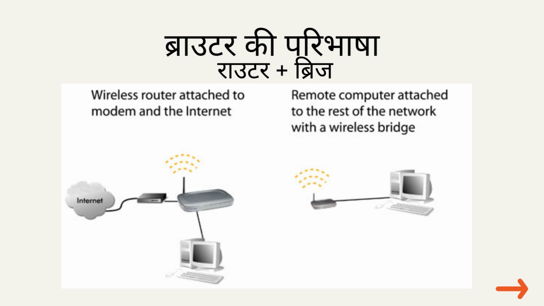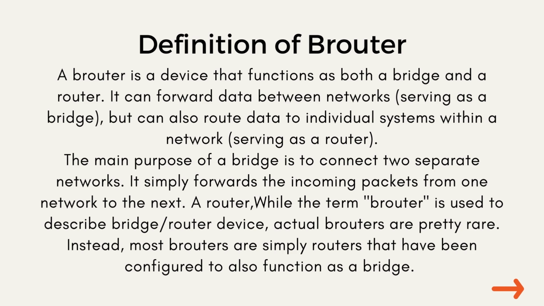Definition of Brouter. A Brouter is a device that functions as both a bridge and a router. It can forward data between networks, serving as a bridge, but can also route data to individual systems within a network, serving as a router. The main purpose of a bridge is to connect two separate networks. It simply forwards the incoming packets from one network to the next.